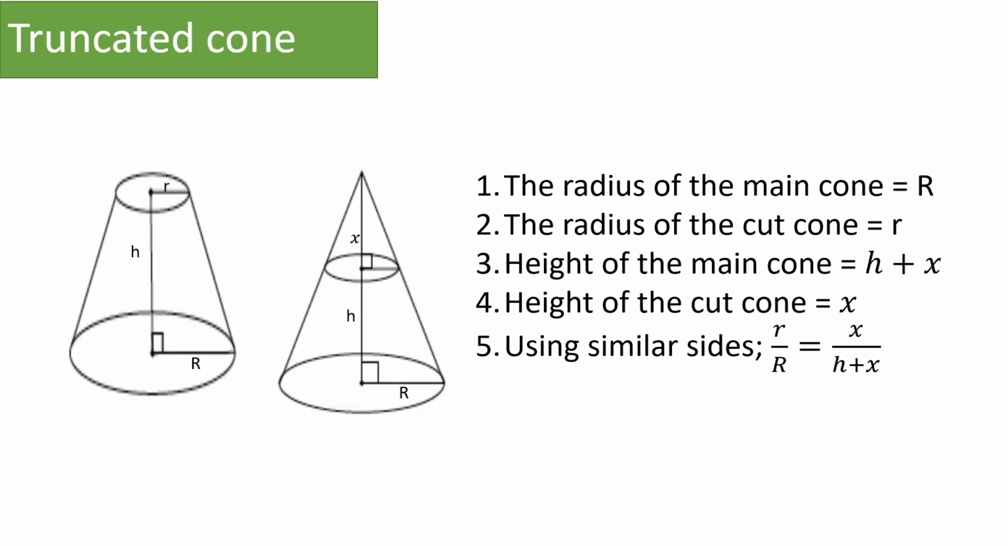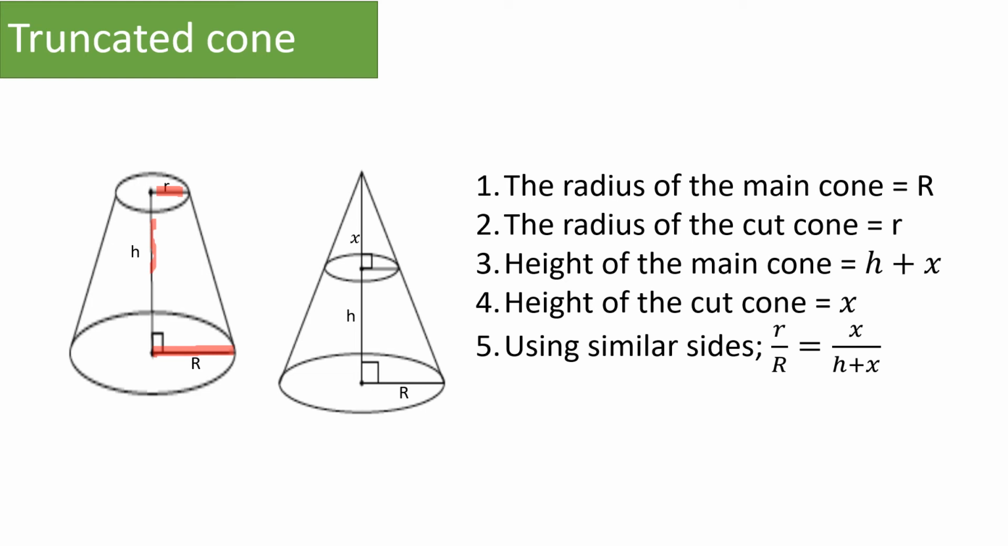Now let's move on to the truncated cone. When you say truncated cone, it means part of the cone has been cut off. We have cut part of the cone. So when we get this, you see this cone there. This small r is the radius of the cone cut off or cut out. Then this big R is the radius of the remaining cone or the full cone. And this H is the height of the full cone.